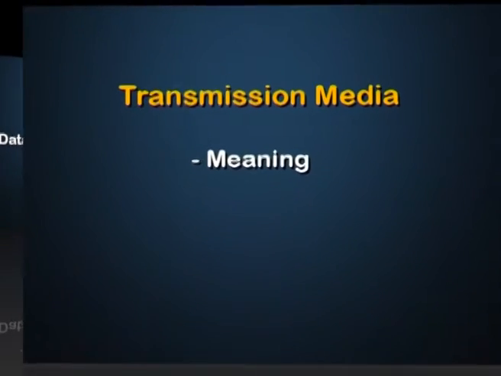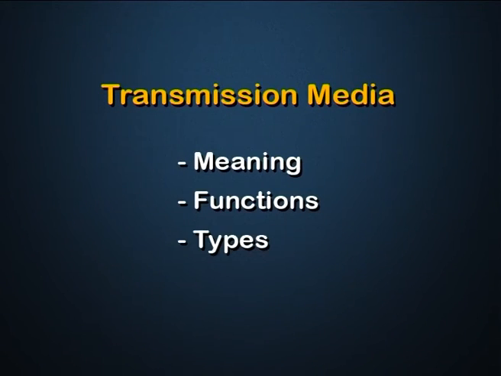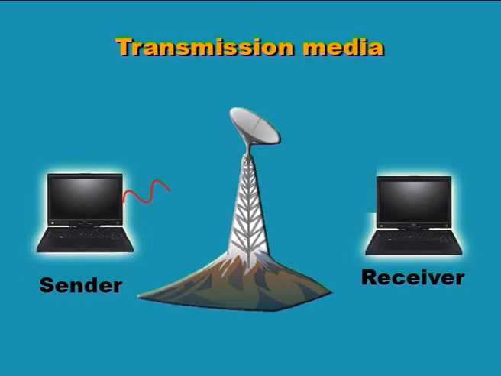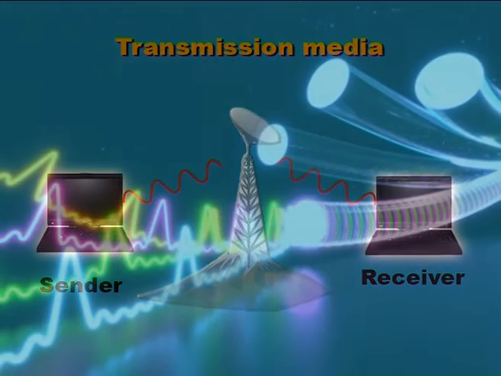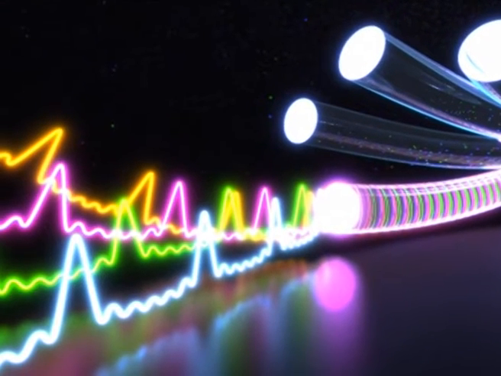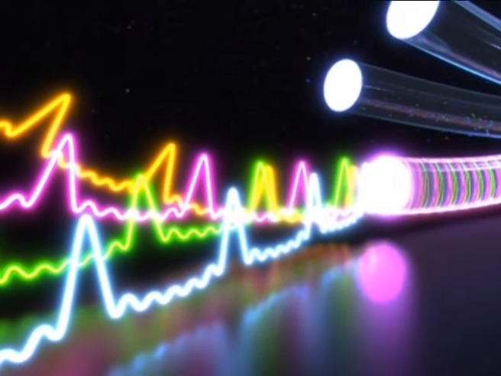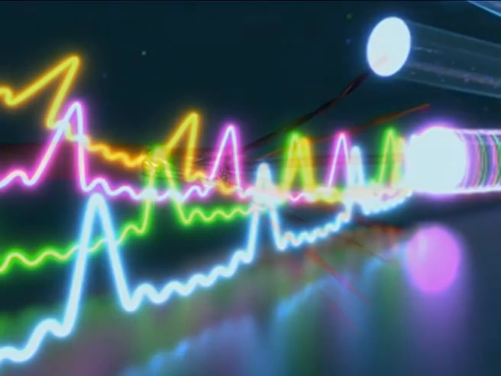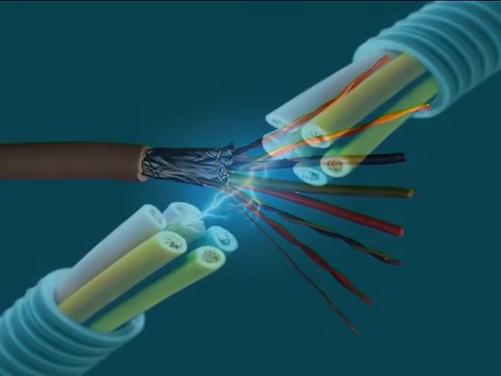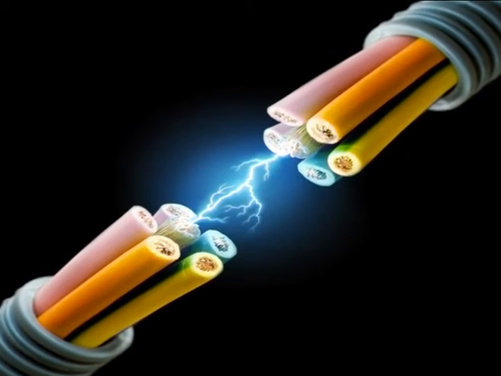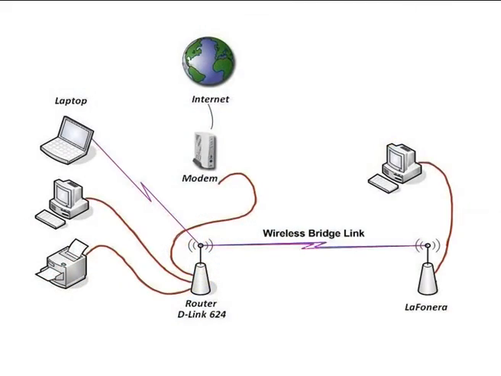Data transmission media. The next step is to understand the meaning, functions, and types of transmission media. Transmission media is a pathway that carries the data from sender to receiver and is used to connect two or more computers in a network. We use different types of cables or waves to transmit data through electrical or electromagnetic signals. These signals can be transmitted through copper wires, optical fibers, atmosphere, water, or vacuum. The quality of the network system is dependent on its transmission media.